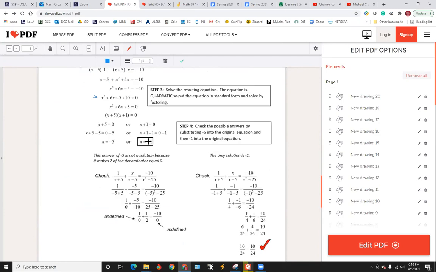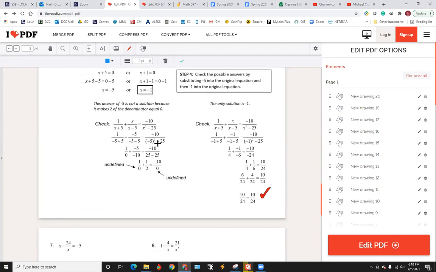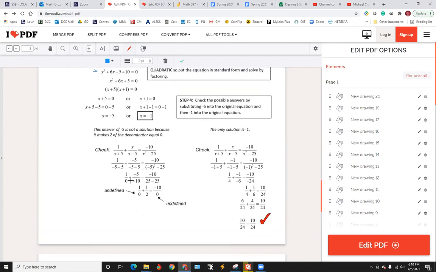Why do they... The sound just went out. ...solution is not viable, as they say?